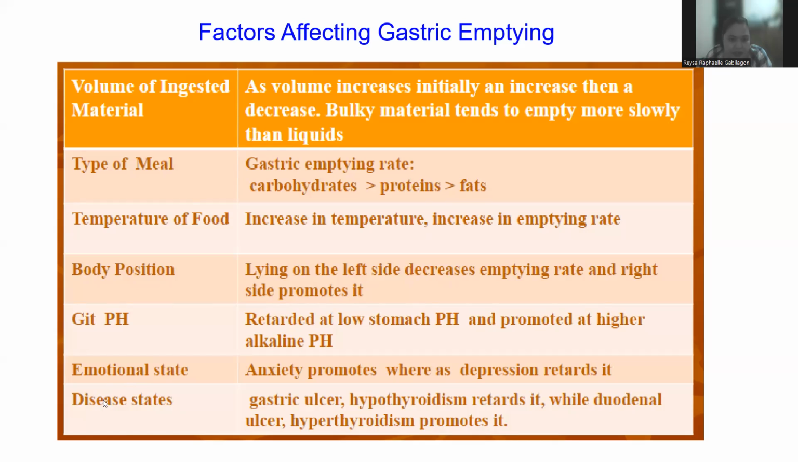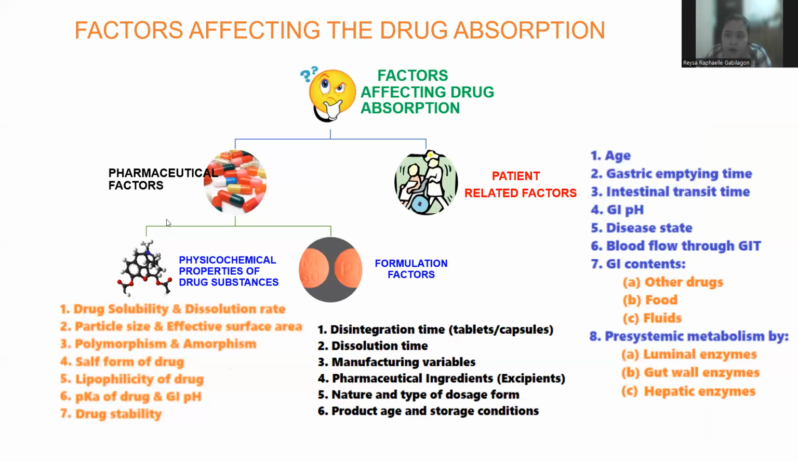And then we have disease states also that would affect gastric emptying, like gastric ulcer and hypothyroidism, which will decrease the gastric emptying rate, while if the patient has duodenal ulcer and hyperthyroidism, it's the other way around. It will be a faster gastric emptying time also.